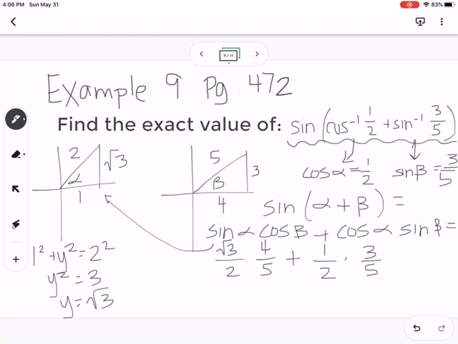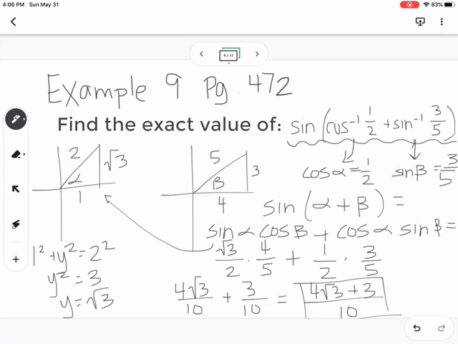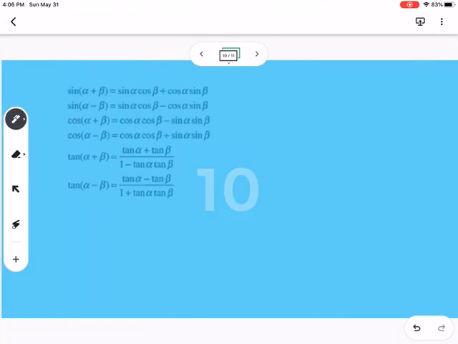Okay, then it's just a matter of simplifying. So first part, the first two multiplied are going to give you 4 radical 3 over 10 plus 3 over 10, because it's just 1 times 3. And same denominator, that's so nice. So we're going to get 4 radical 3 plus 3 over 10. Okay, and I think that was it.